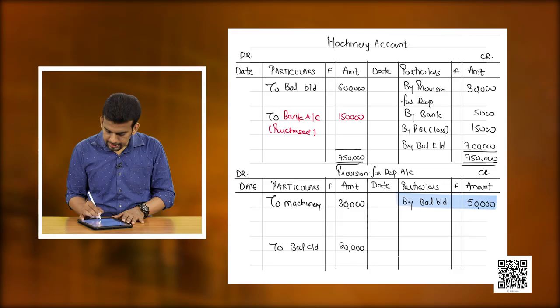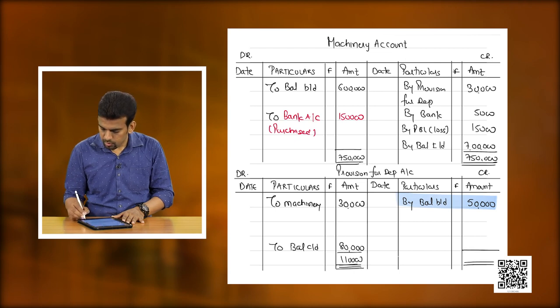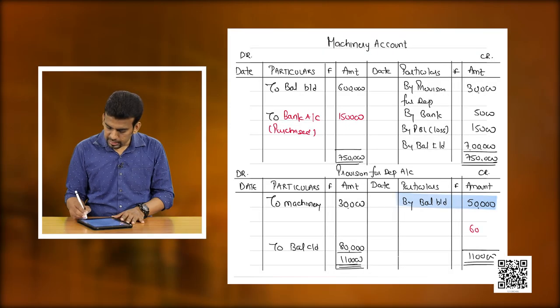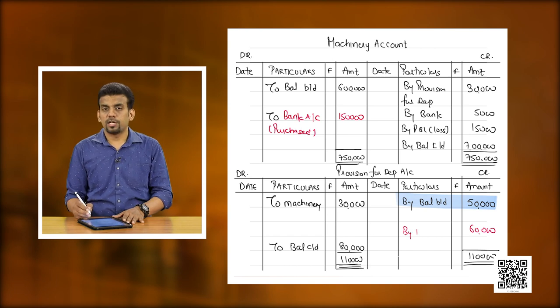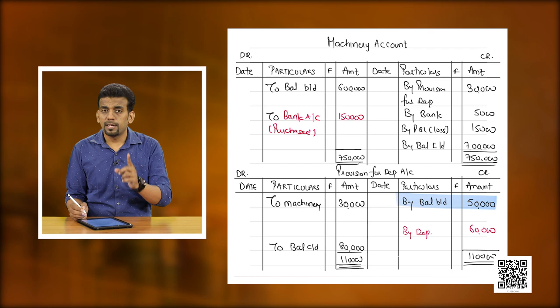Now it's the turn for balancing the provision for depreciation account. The total of the debit side is 1,10,000. The total of the credit side should also be 1,10,000. So the balancing figure is 60,000. And this is the depreciation charged during the year. And this is how we make the machine account and the provision for depreciation account.